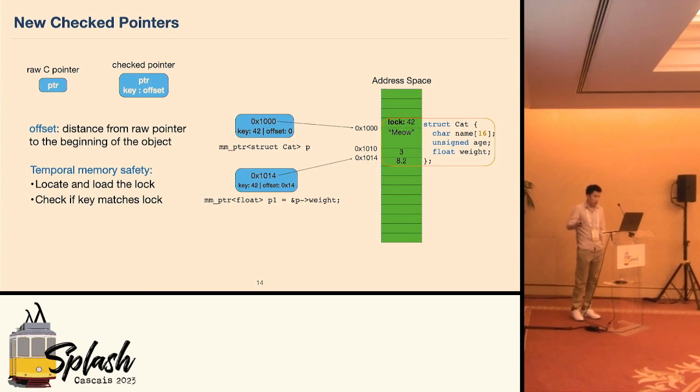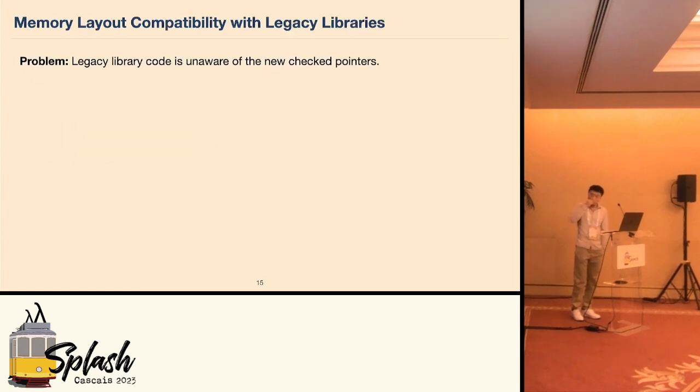So that's the new checked pointer. Let's talk about a potential issue with this design. Perhaps the biggest concern or complaint about fat pointer-based approaches is memory layout compatibility with legacy library code. The problem is that the legacy library is unaware of the structure of the new fat pointer.